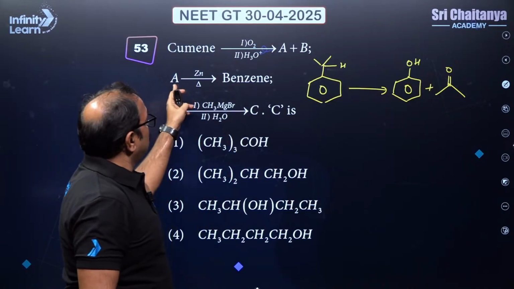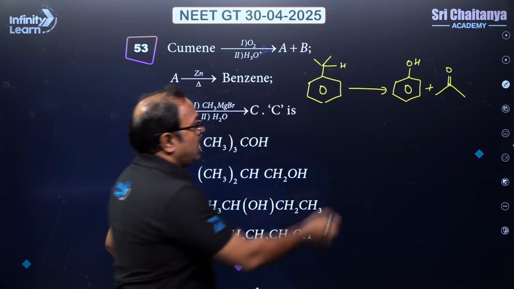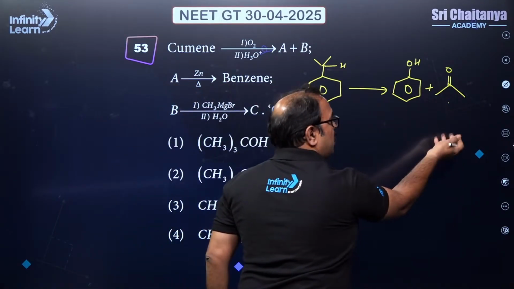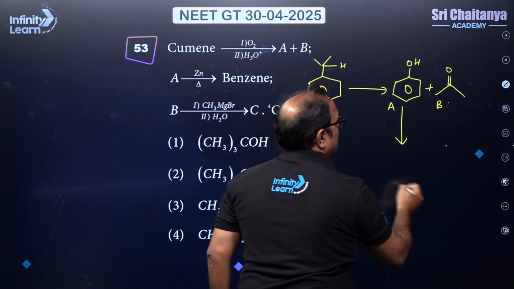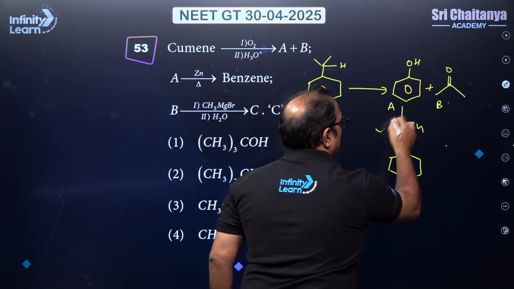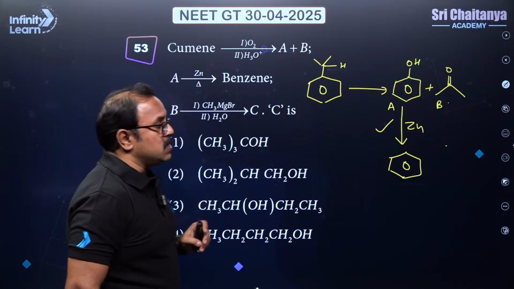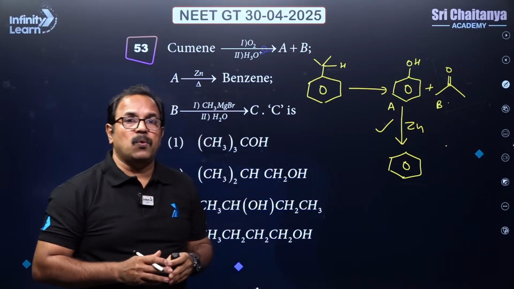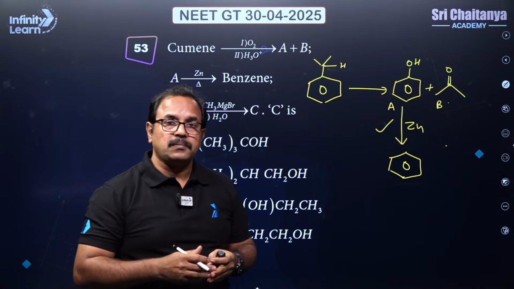Now since A on reaction with zinc gives benzene, it has to be phenol only, this cannot be acetone. So this has to be A, and this has to be B. So this gives benzene upon reaction with zinc, yes. So this condition is right. B upon reaction with Grignard reagent. Grignard reagent has a condition, we know. When it reacts with formaldehyde followed by hydrolysis, it gives a primary alcohol.